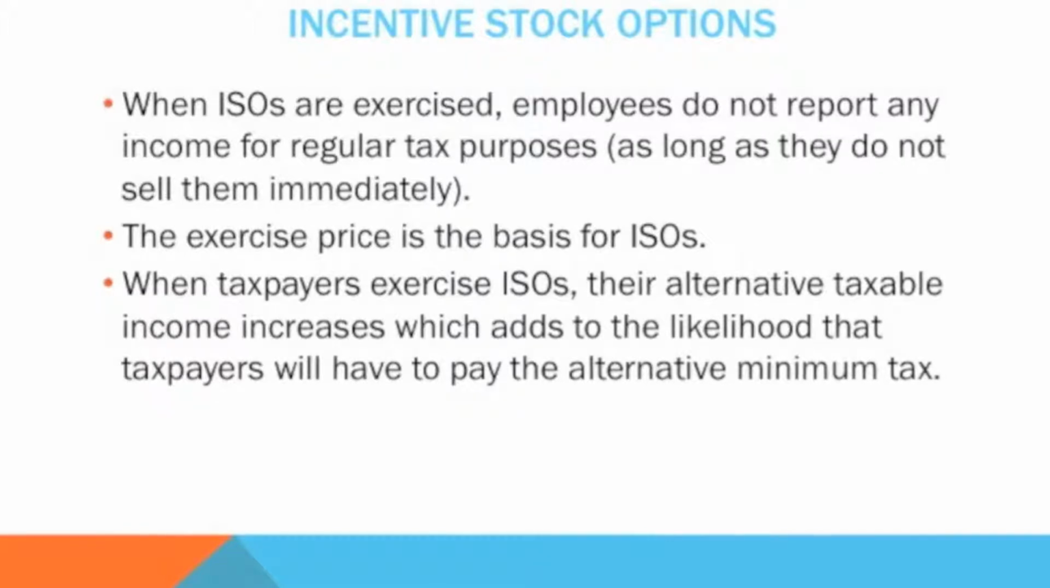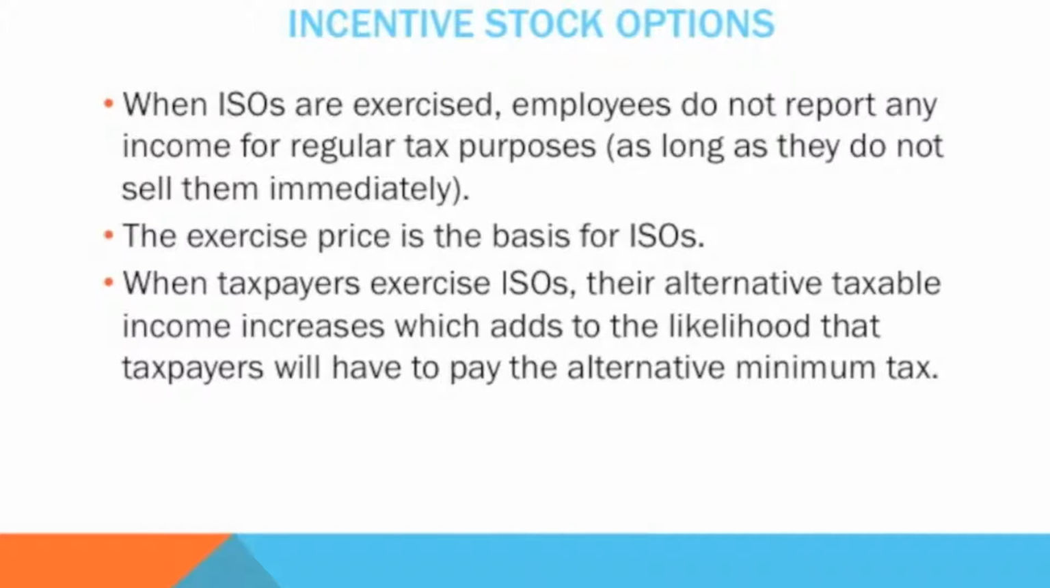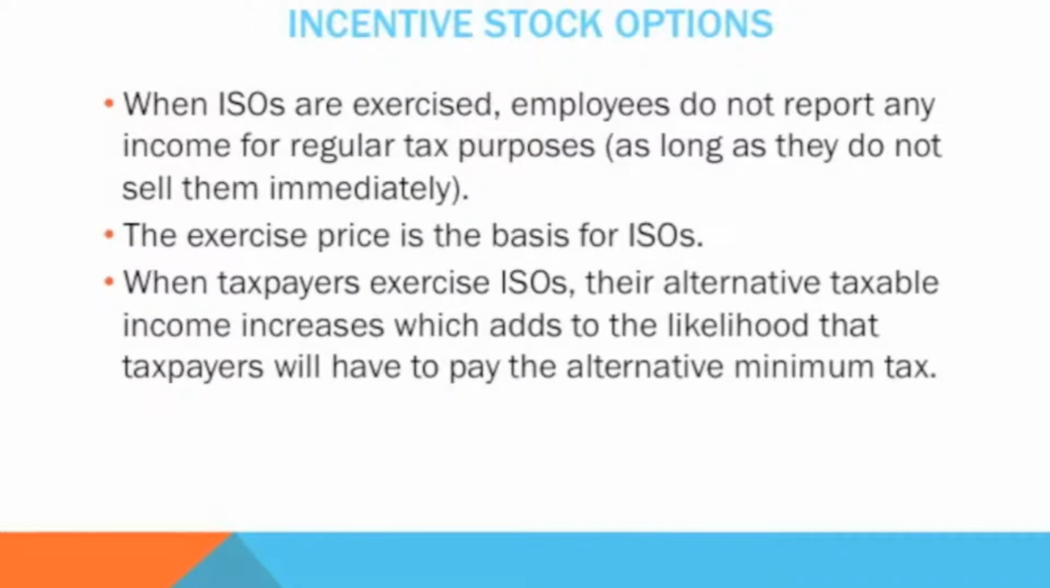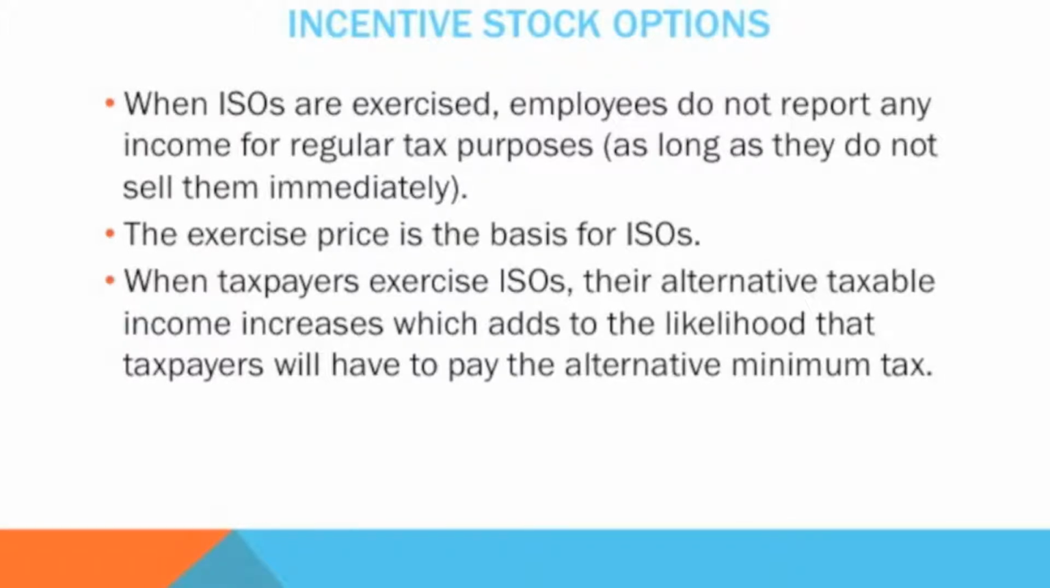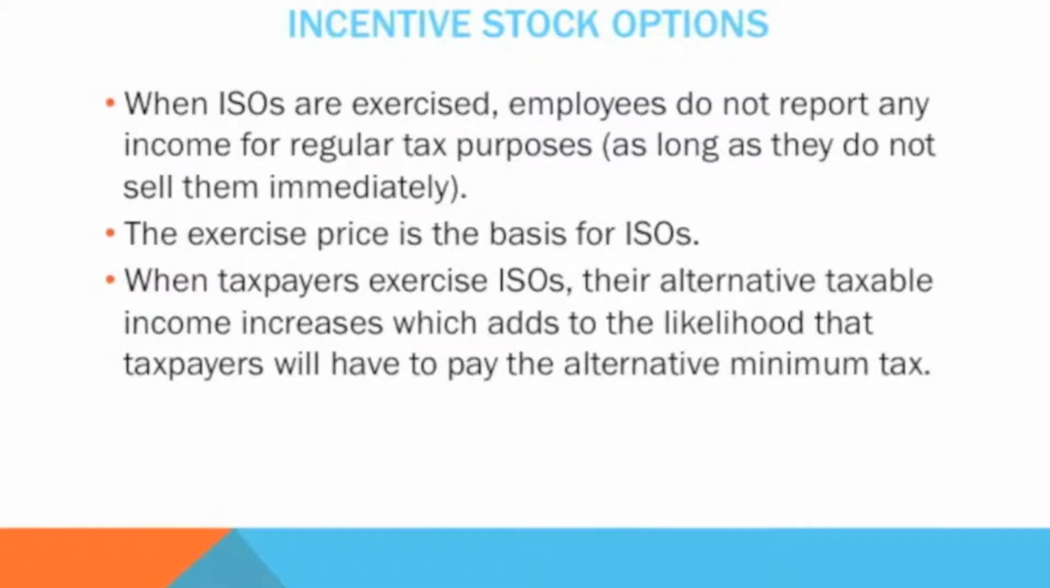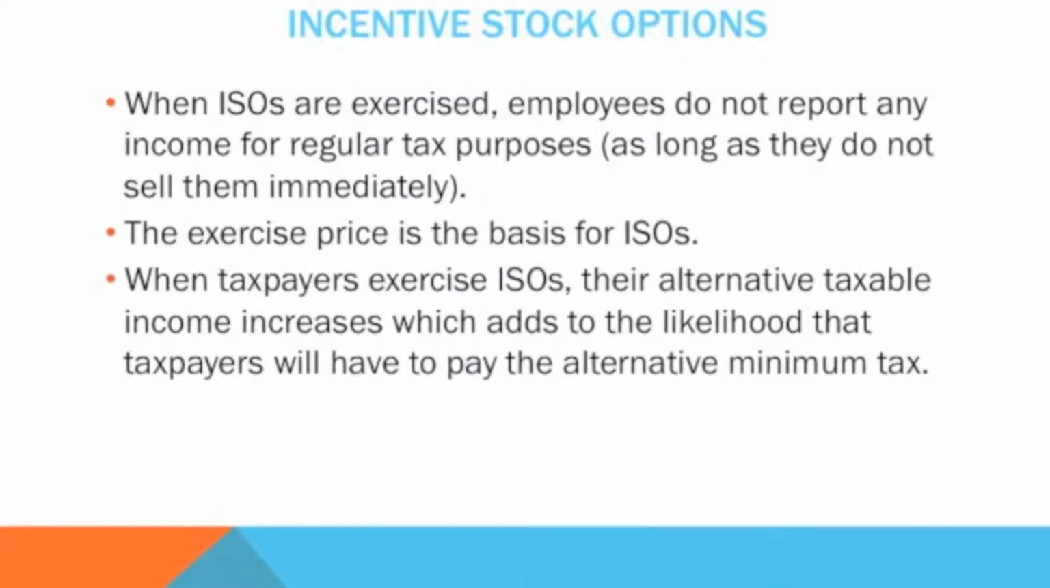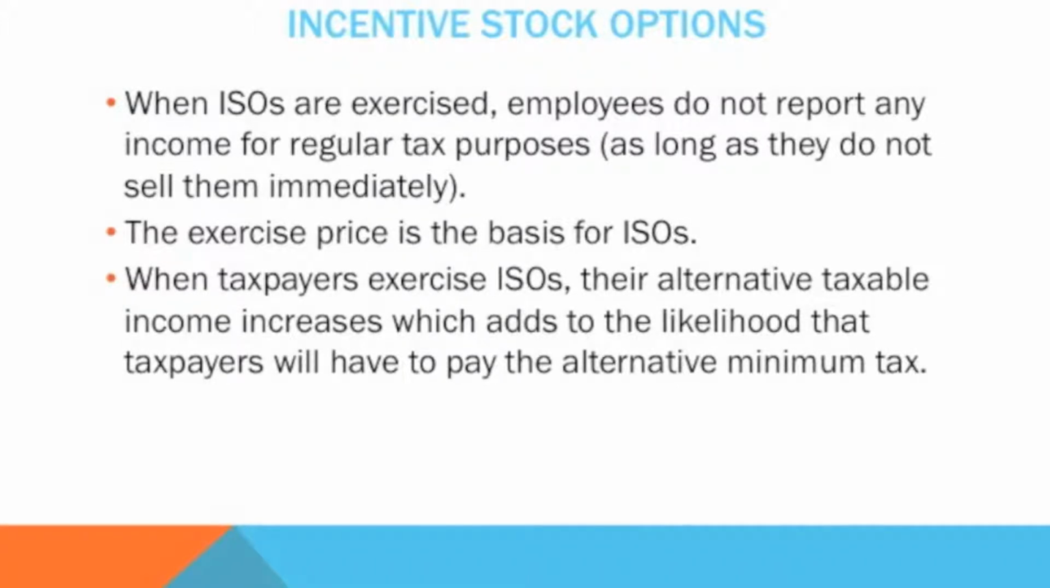When incentive stock options are exercised, employees don't report any income for regular tax purposes, as long as they don't sell them immediately. The exercise price is the basis for incentive stock options. When taxpayers exercise incentive stock options, the bargain element is added to their alternative minimum taxable income, which will increase the likelihood that taxpayers will be required to pay the alternative minimum tax. The holding period for stock shares acquired with non-qualified stock options and incentive stock options begins on the exercise date.